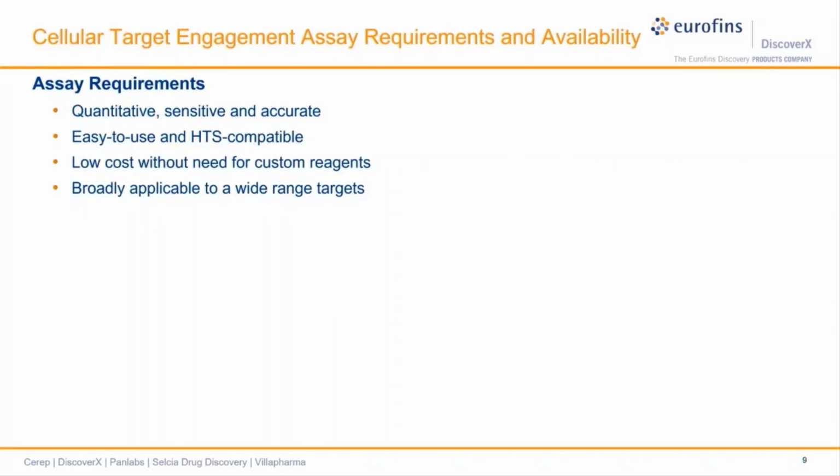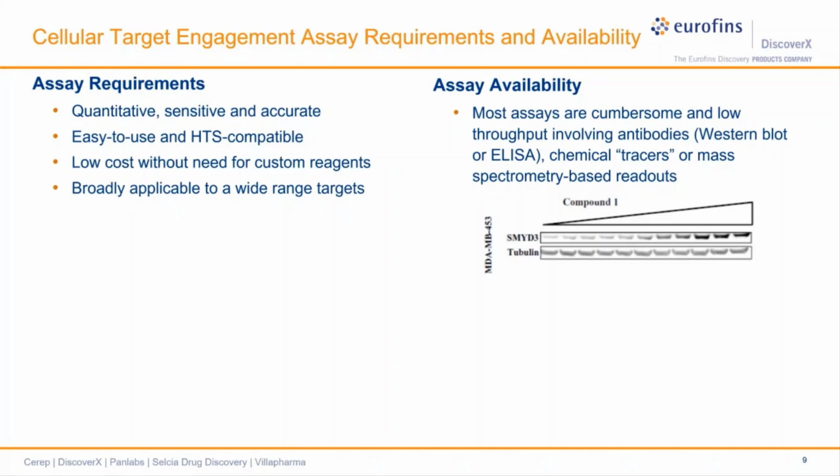Requirements and availability of assays for cellular target engagement. So what are the requirements for a cellular target engagement assay? They should be quantitative, sensitive, and accurate, easy to use and compatible with high throughput screening, low cost without the need for custom reagents or complex hardware, and broadly applicable to a wide range of targets. So how do currently available assays meet these needs?